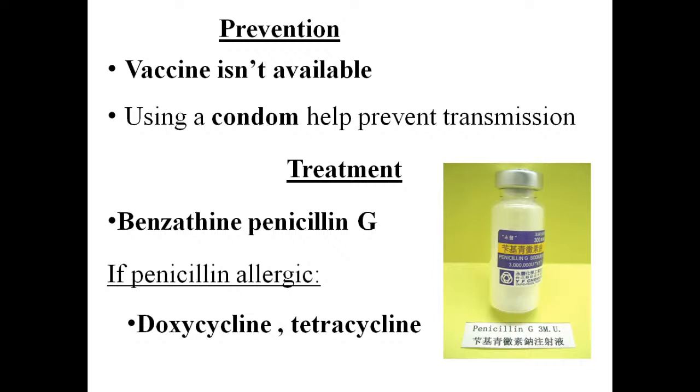Treatment. The first antibiotic that was used, and it is used these days, is penicillin G, benzathine penicillin G. It's effective in treatment of syphilis. If a patient has an allergy to penicillin, we may use doxycycline or tetracycline.